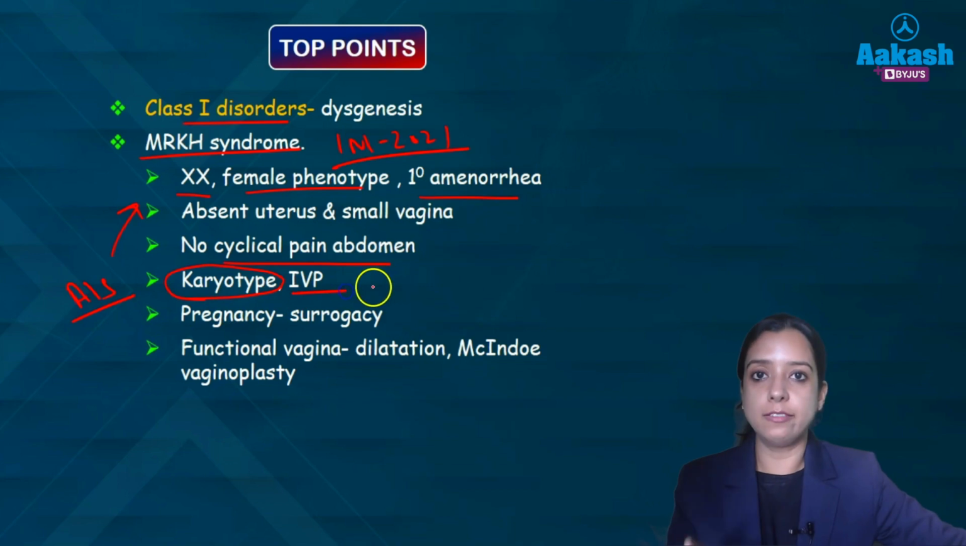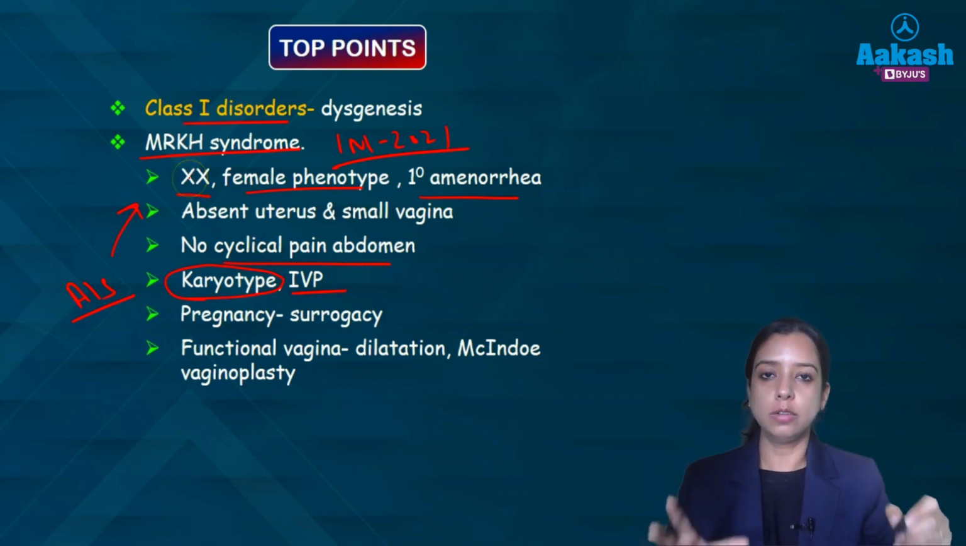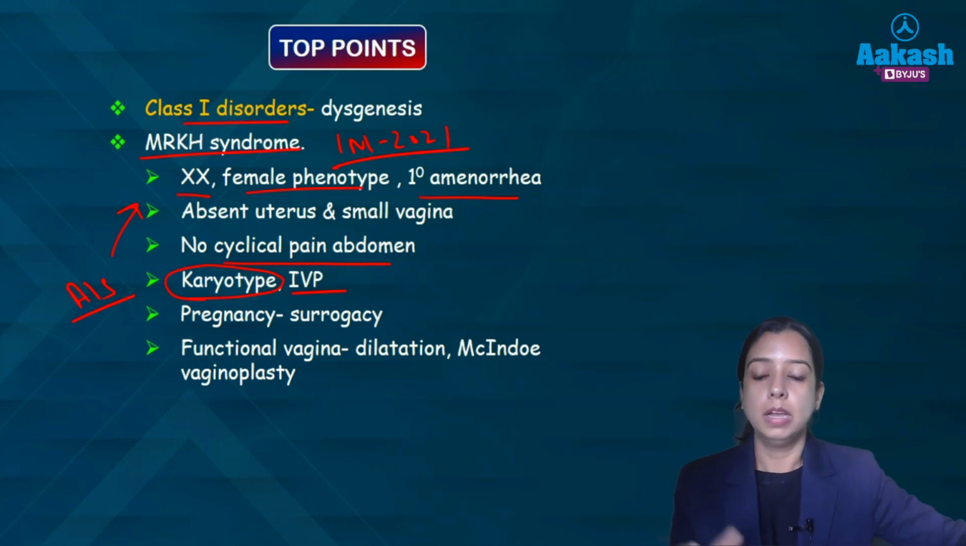You also need IVP because it is agenesis of the genital tract, which develops in very close relation to the urinary system. So it is very commonly associated with renal agenesis. So you need IVP also.